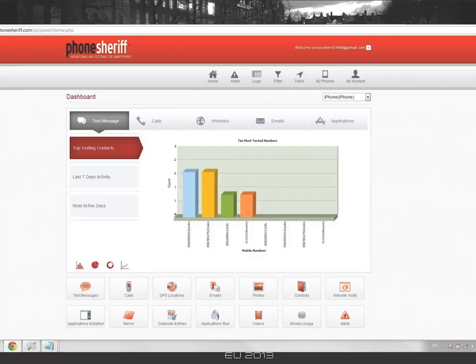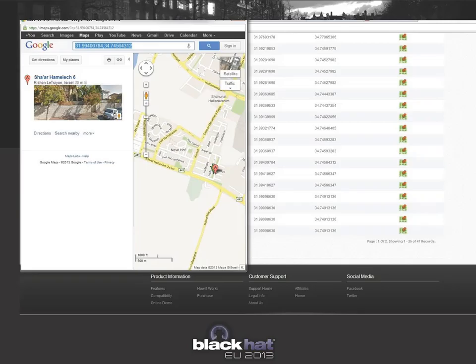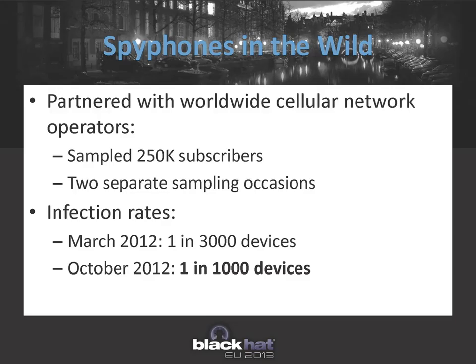Now, here's an example from one of the common ones called Phone Sheriff. You can see you have very nice graphs explaining the texting, and you have the numbers on the bottom, or the call history, and even very easy to use location tracking. This is from one of the common spy phone tools available on the market now. Now, to try and see how common these tools actually are and how much we're actually doing a little bit maybe of fear-mongering here.